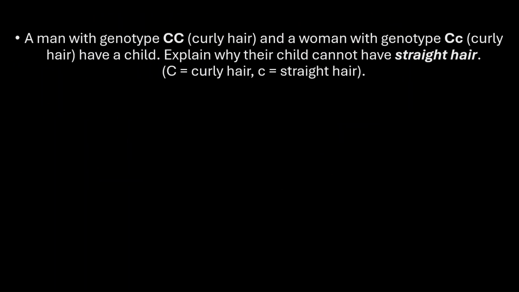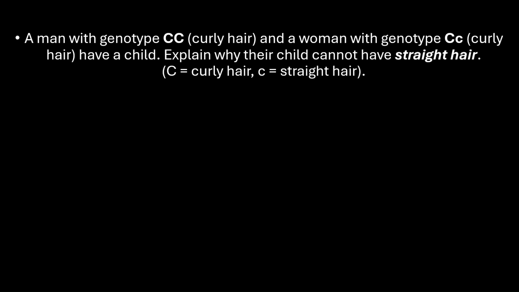Then we go on to a situation like this. So let's look at this situation and let's use a simple explanation for it. A man with genotype, that is two dominant letter C, that is for curly hair, and a woman with genotype, that's one capital C dominant and one recessive, also for curly hair, have a child. Explain why their child cannot have straight hair.